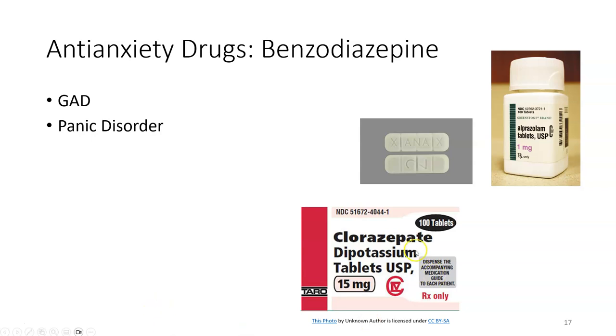So on your drug list you had alprazolam, which is Xanax. We see it here. It could be dosed, it could be split. We see that it's a scored tablet. And then clorazepate is another drug in the benzodiazepine class.